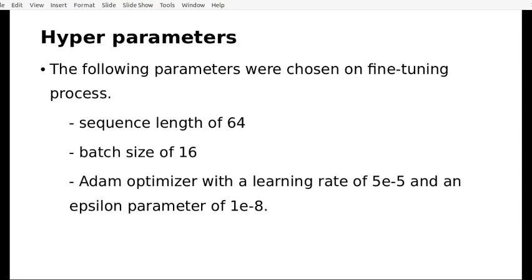Now let us see the hyperparameters that we used to fine-tune our model. We chose a sequence length of 64, a batch size of 16, and we used the Adam optimizer with a learning rate of 5e-5 and an epsilon parameter of 1e-8.